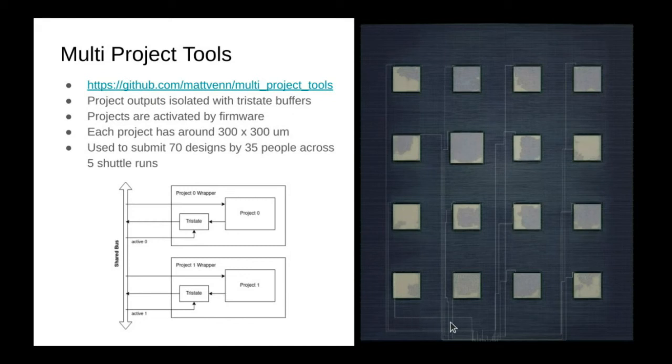And here in this GDS, we've highlighted the activation lines. All the projects get wrapped inside a little wrapper that adds a tri-state output to all the outputs. Then by bringing the active lines high or low, we can turn on and off the outputs from the designs. That lets us have 16 designs all on one chip, but only one design is active at once.